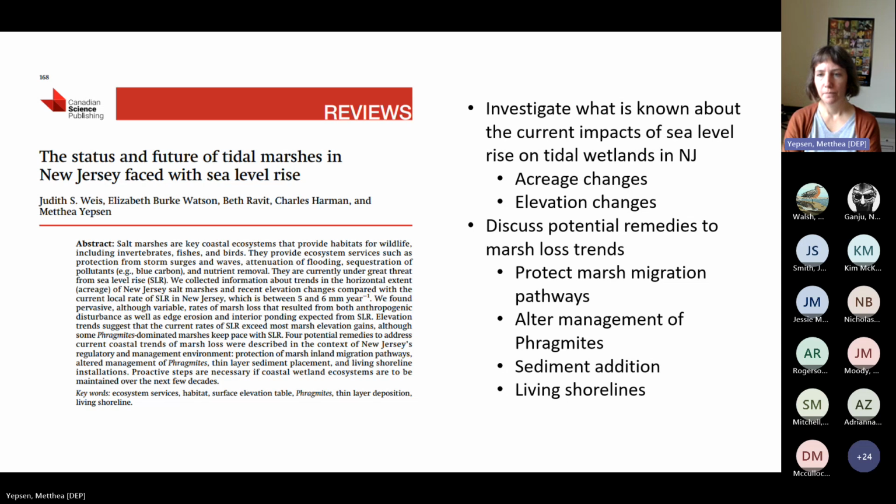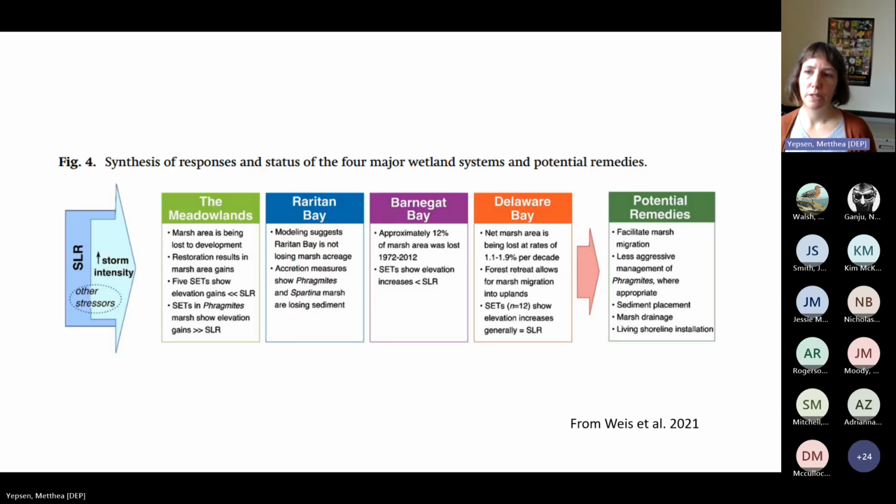Those practices are similar to what has been talked about earlier today. That's protection of marsh migration pathways, altered management of Phragmites, the use of sediment to increase elevation in marshes, living shoreline installations, and runnels. What we found was that at the time, the results were quite mixed. We didn't have a lot of data, and where we did have data, often the methods were mixed, making it difficult to assess trends across the state.